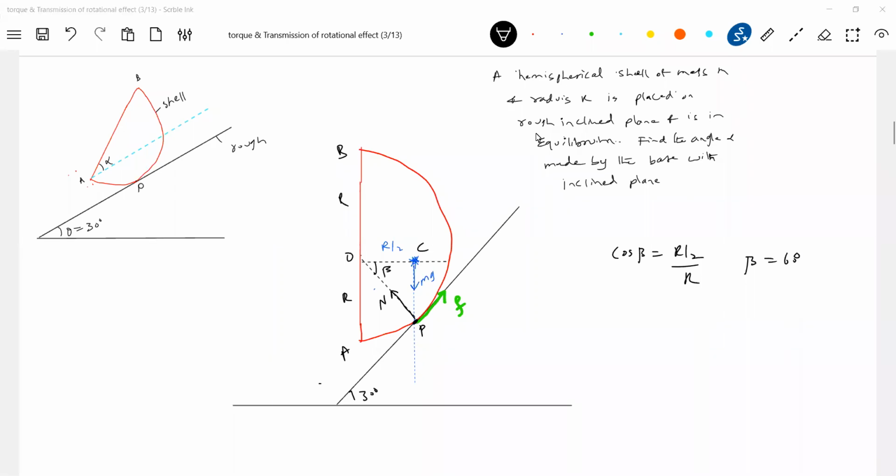Hemispherical shell, R by 2. Hemisphere, I think, solid hemisphere. If you cut a lemon into two equal parts, hemisphere, when you squeeze the juice out of it, it will become a hemispherical shell. Geometry, basic geometry.